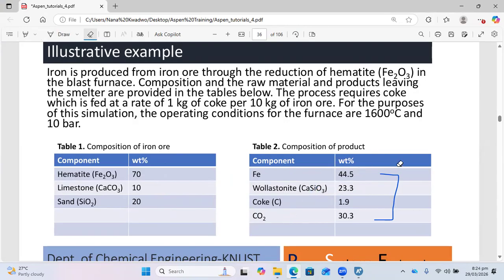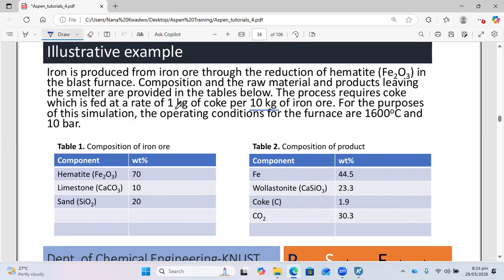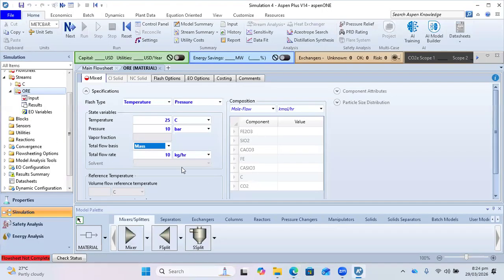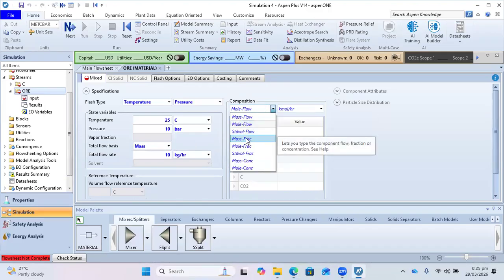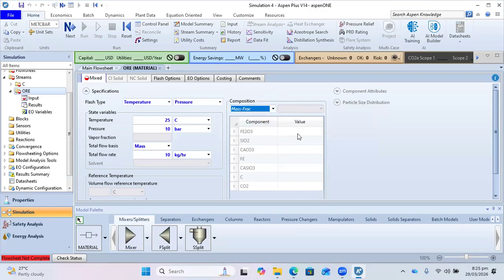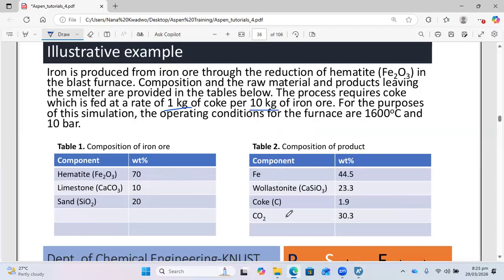Okay. Now the reason I'm using 10 is because from the question we're told that 10 kilograms of iron ore is going with 1 kilogram of coke. So that's why I'm using 10 kilogram per hour. So when it comes to the coke, we just specify it as 1 kilogram per hour. Now, the composition we'll make mass fraction since we are dealing with the weight percent, and we can specify them. So the Fe2O3 was 70%, SiO2 was 20, and then the limestone was 10%. So 70, 10, 20. So that's correct.